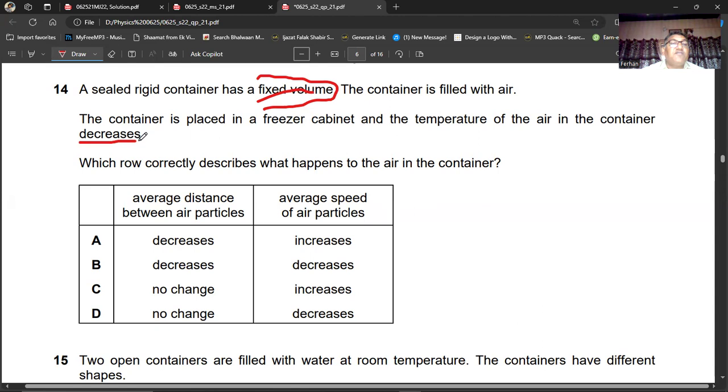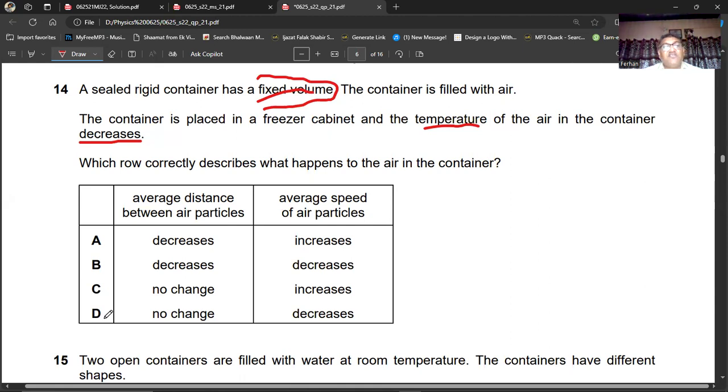So when the temperature decreases, the pressure of the gas will also decrease, but the volume of the gas is not changing. When the volume of the gas does not change, the distance between the molecules or particles of the gas does not change. So the average distance between the air particles will not change. The average speed of the air particles, because the temperature is decreasing, their kinetic energy is decreasing. That means their speed is decreasing.